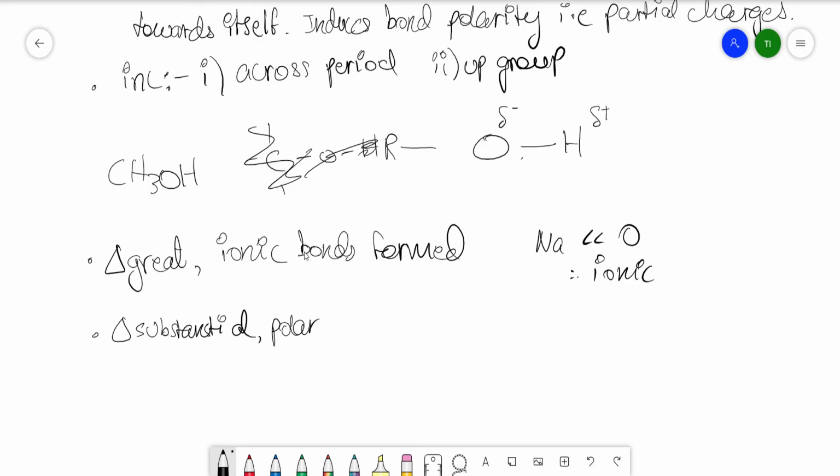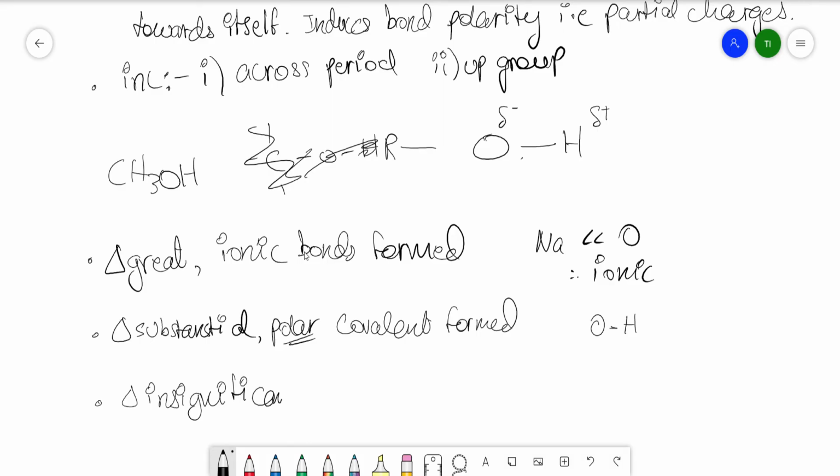When the difference is substantial, polar covalent bonds are formed. An example would be O-H, because it's not that much of a difference, but the difference is substantial, leading to polar covalent bonds forming. When the difference is insignificant, non-polar covalent bonds are formed.